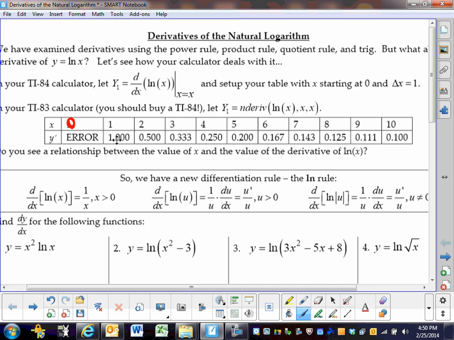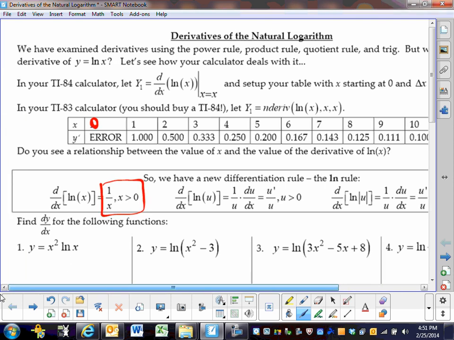If x is 1, the derivative is 1. If x is 2, the derivative is a half. If x is 3, the derivative is 1/3. If x is 4, the derivative is 1/4, etc. So you should notice that the derivative of natural log of x is 1 over the input value, as long as the input is greater than 0.